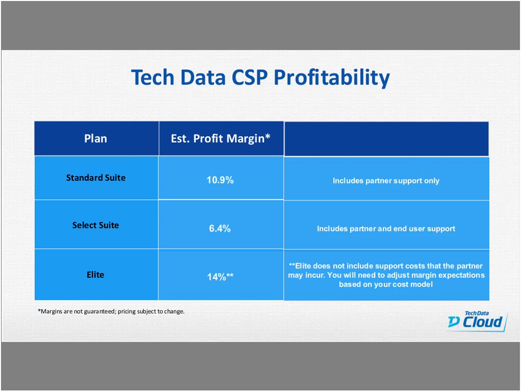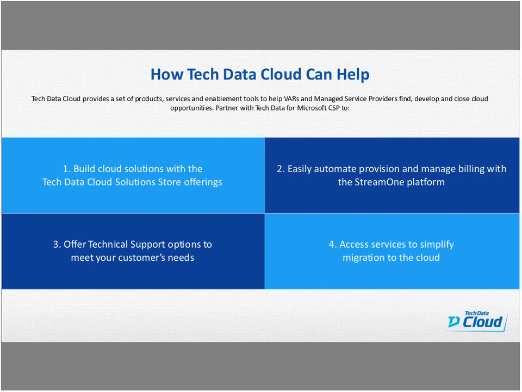And this slide just really highlights what we talked about before with our standard and select offerings and then our elite. You can see what sort of minimum margin you can receive there. So we really have scalable options to meet your business needs. And then this just summarizes everything that we just went over in full and how Tech Data can really help you gain that cloud mastery to ultimately develop and close those cloud opportunities that you have.